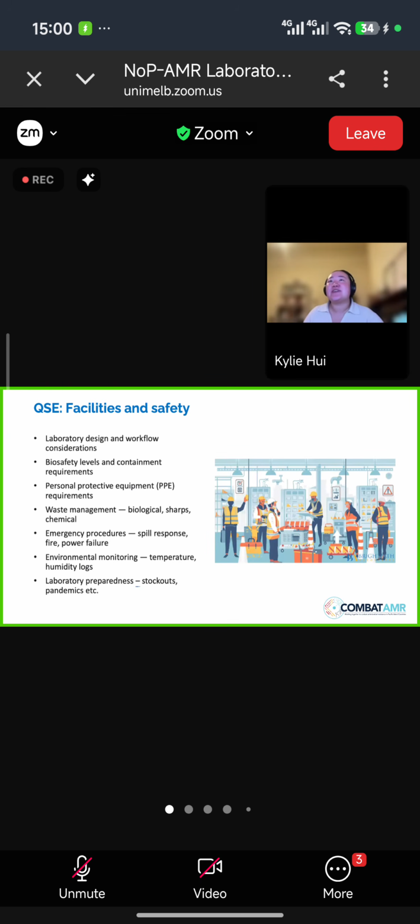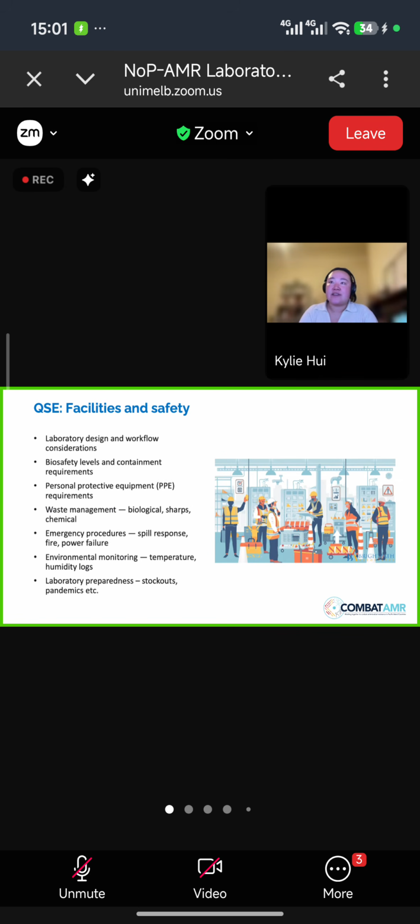Facilities and safety. Laboratory design and workflow considerations, as you know, are really important. We need to make sure that the facility is fit for purpose. For example, if you are looking at more pathogenic organisms, like Burkholderia pseudomallei, it's really important that you have the conditions or infrastructure in your laboratory to handle that organism safely. This might be a biosafety cabinet or the level of biosecurity in your laboratory.